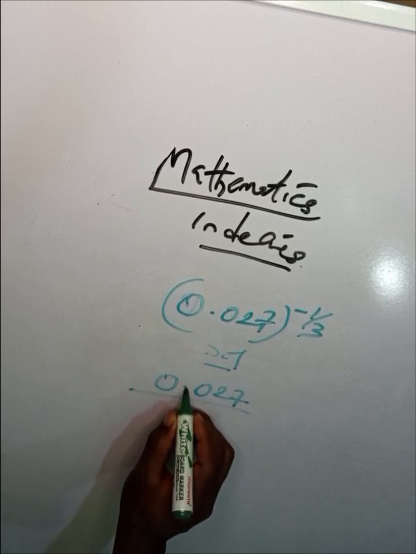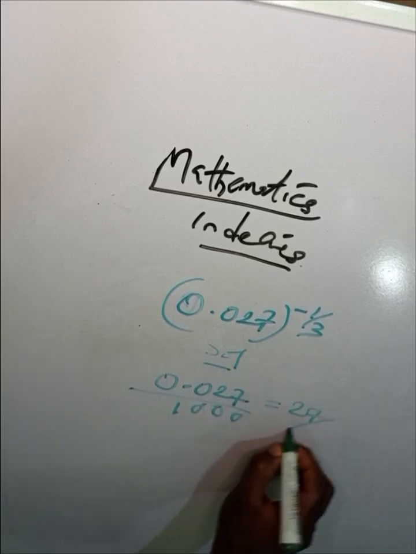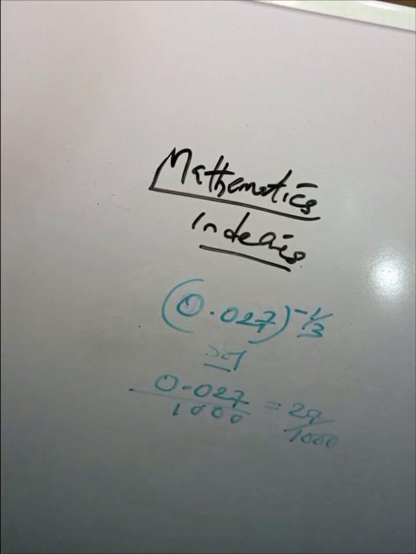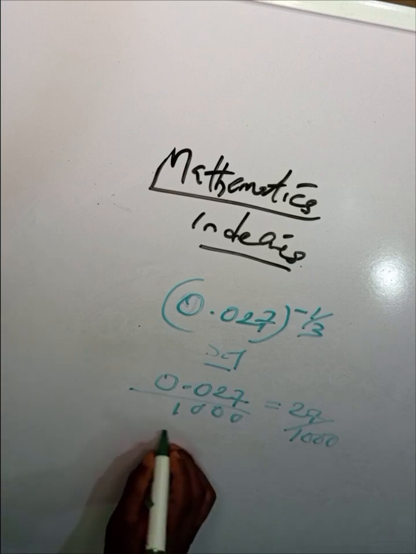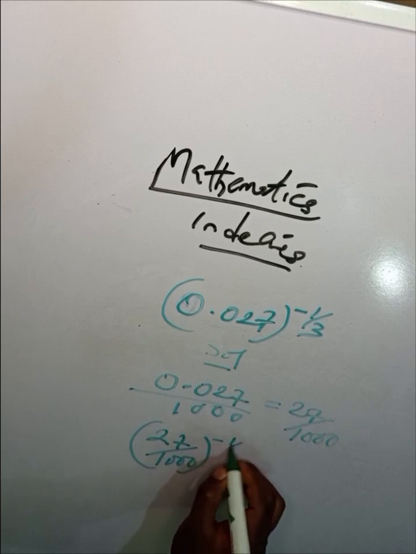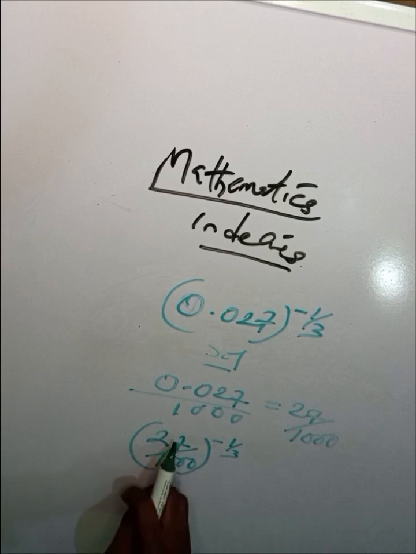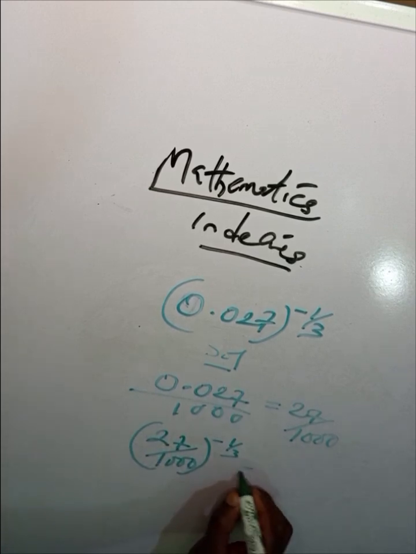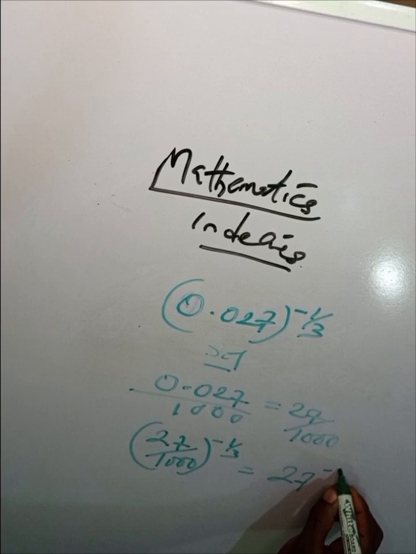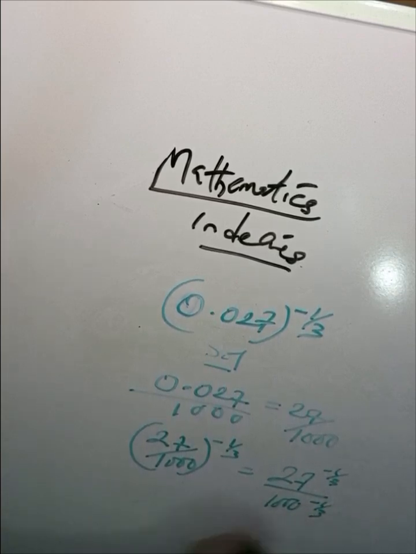0.027 point becomes 1, 0, 0, 0, right? That is 27 over 1000, is it not? So what do we do now? We have converted this to fraction. So this is equivalent to 27 over 1000 all raised to power minus 1 over 3. This power belongs to both 27 and 1000. It's the same as 27 raised to power minus 1 over 3 over 1000 raised to power minus 1 over 3, is it not?